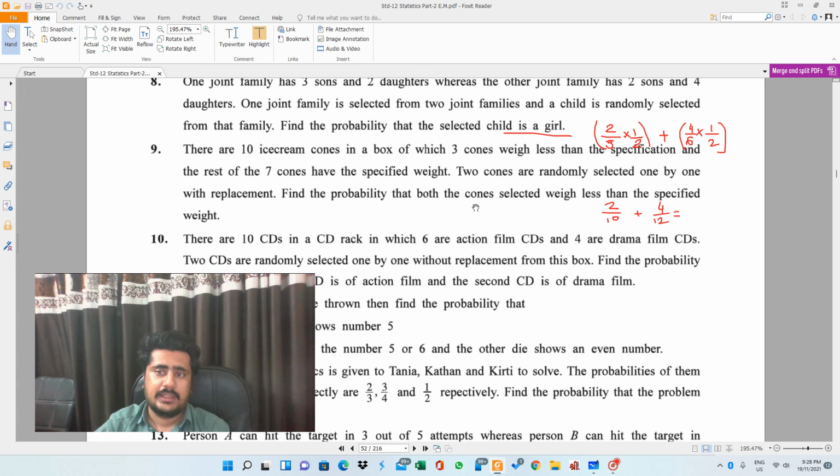Okay, there's nine ones left. There are 10 ice cream cones in a box, of which 3 cones weigh less than the specification, and the rest of the 7 cones have the specified weight. Let me write the question.